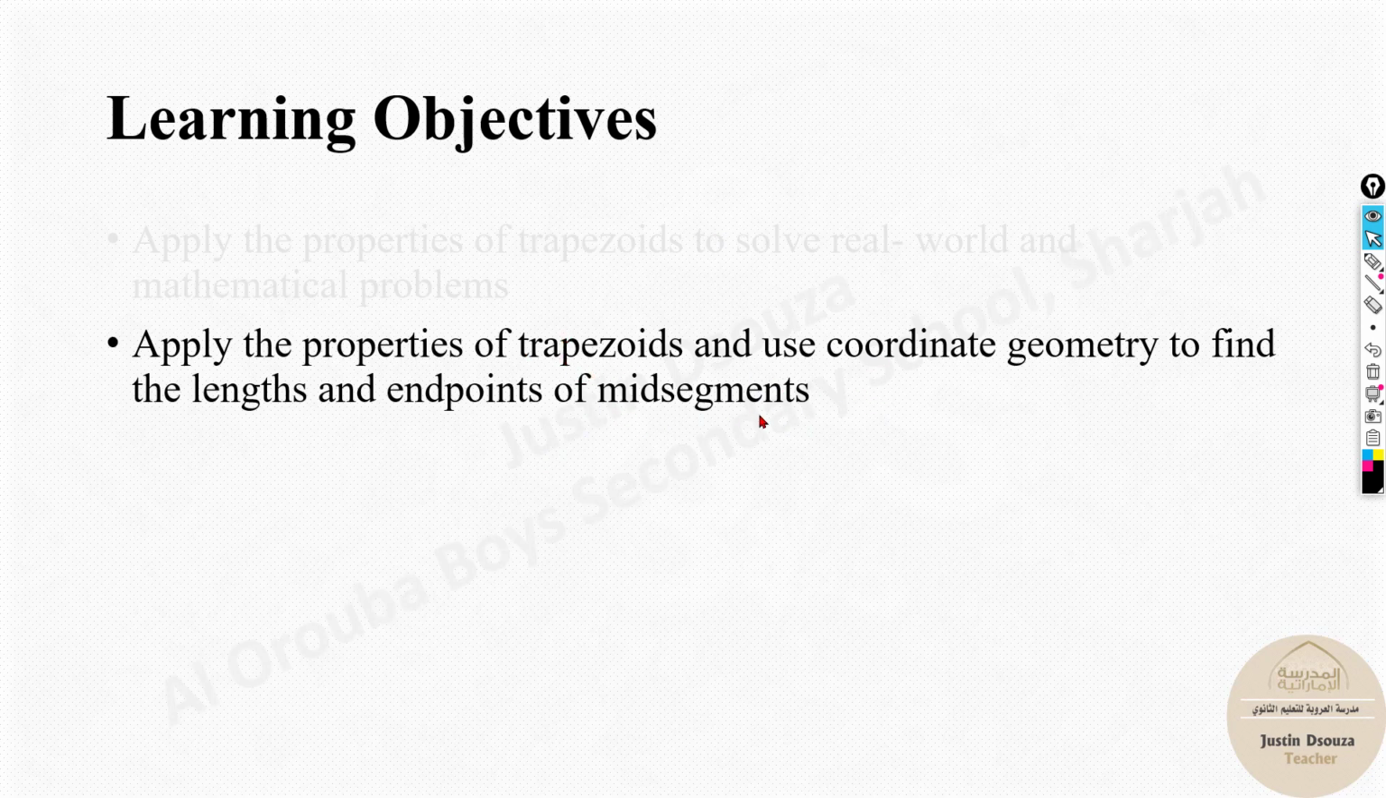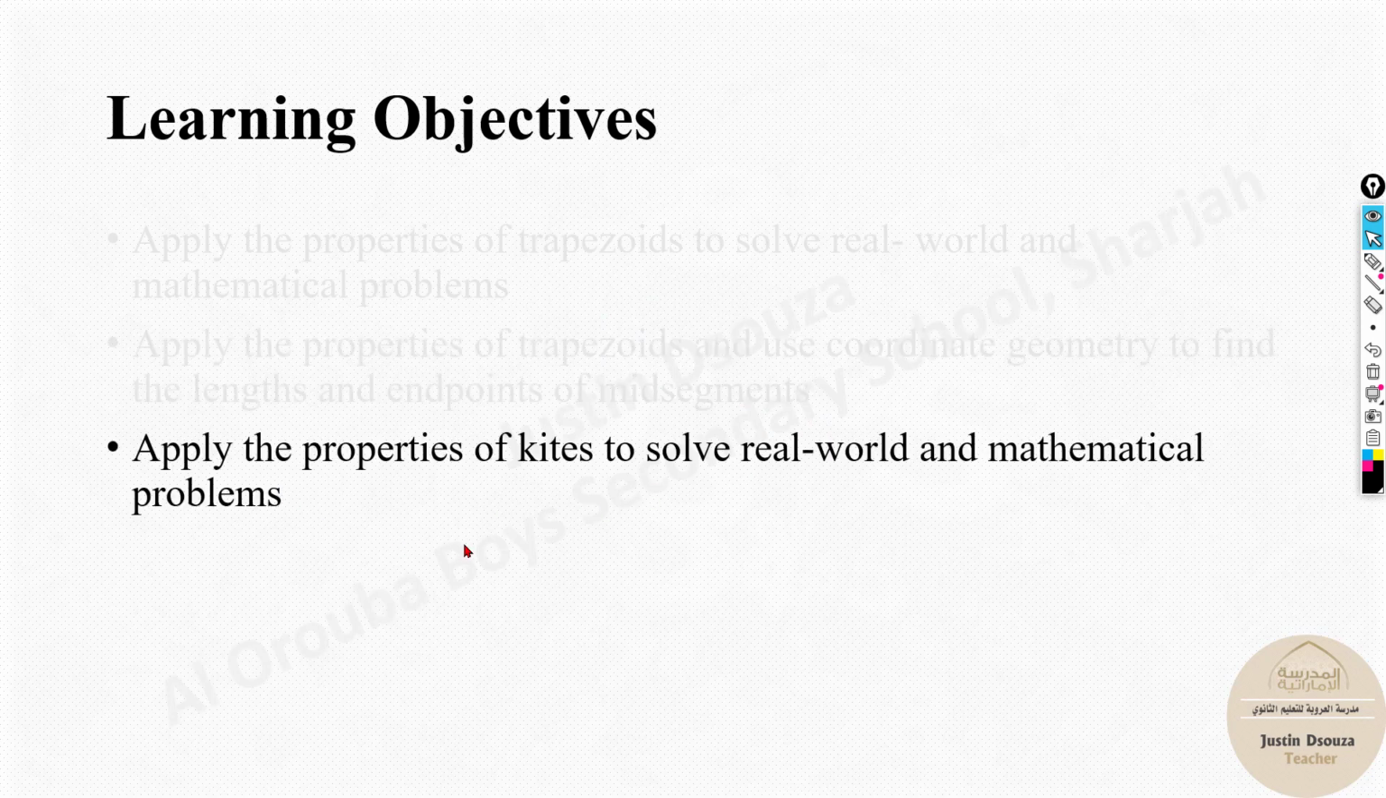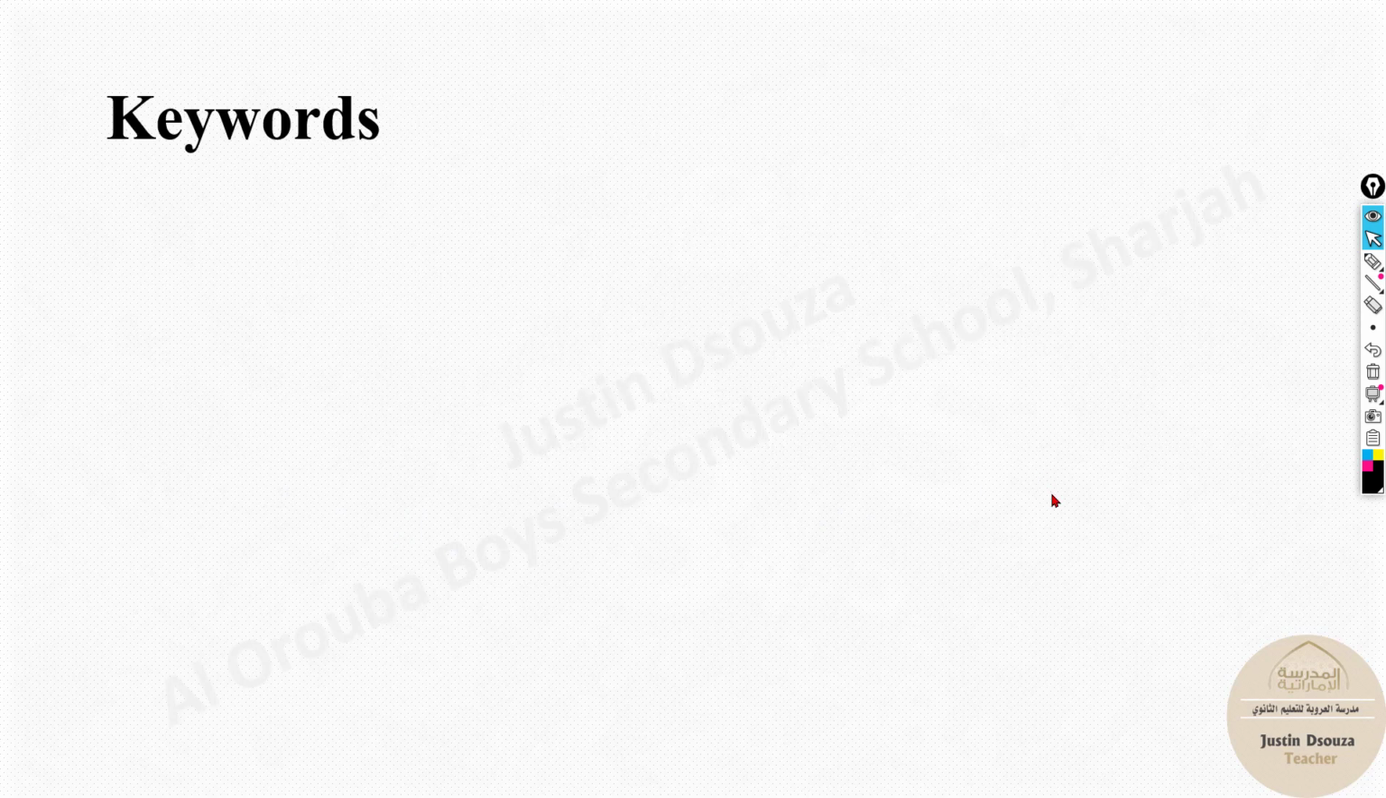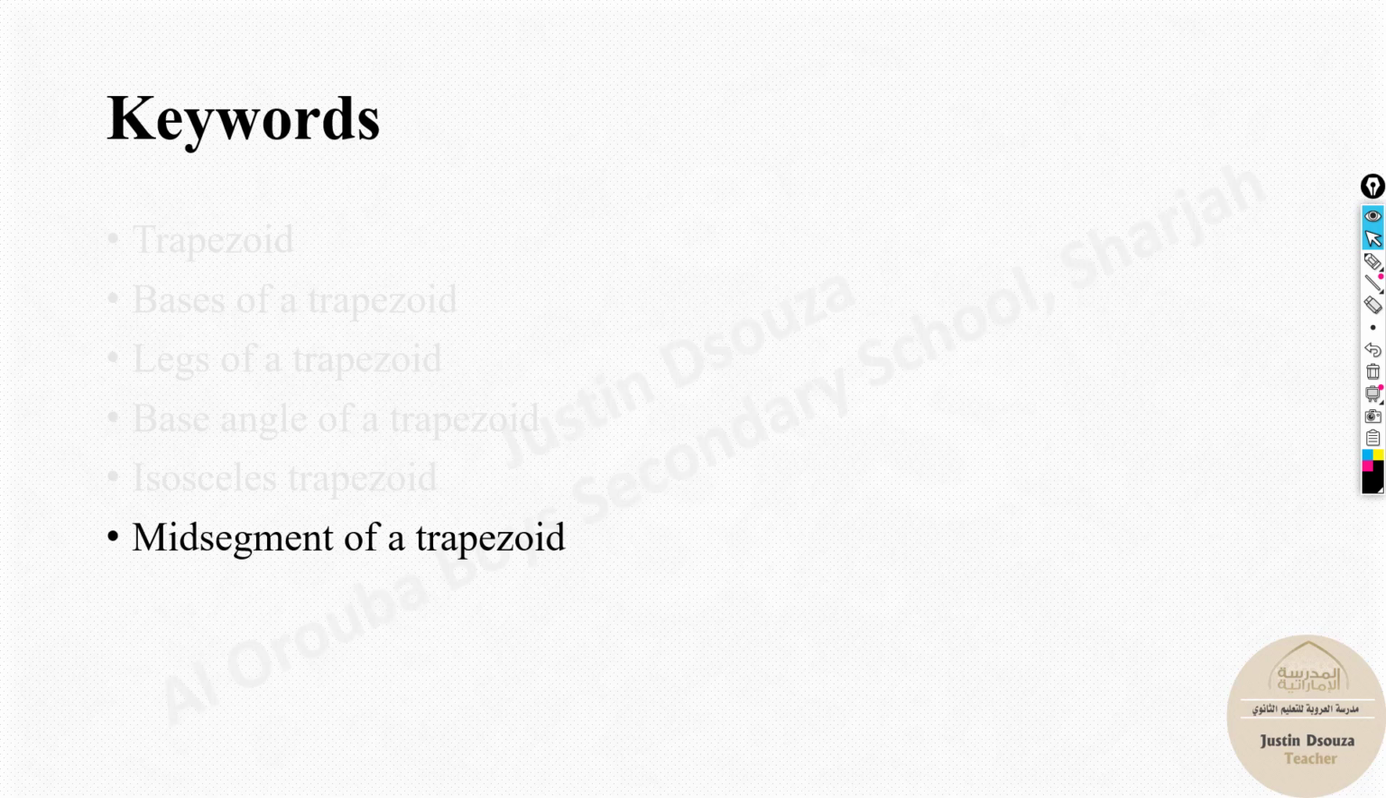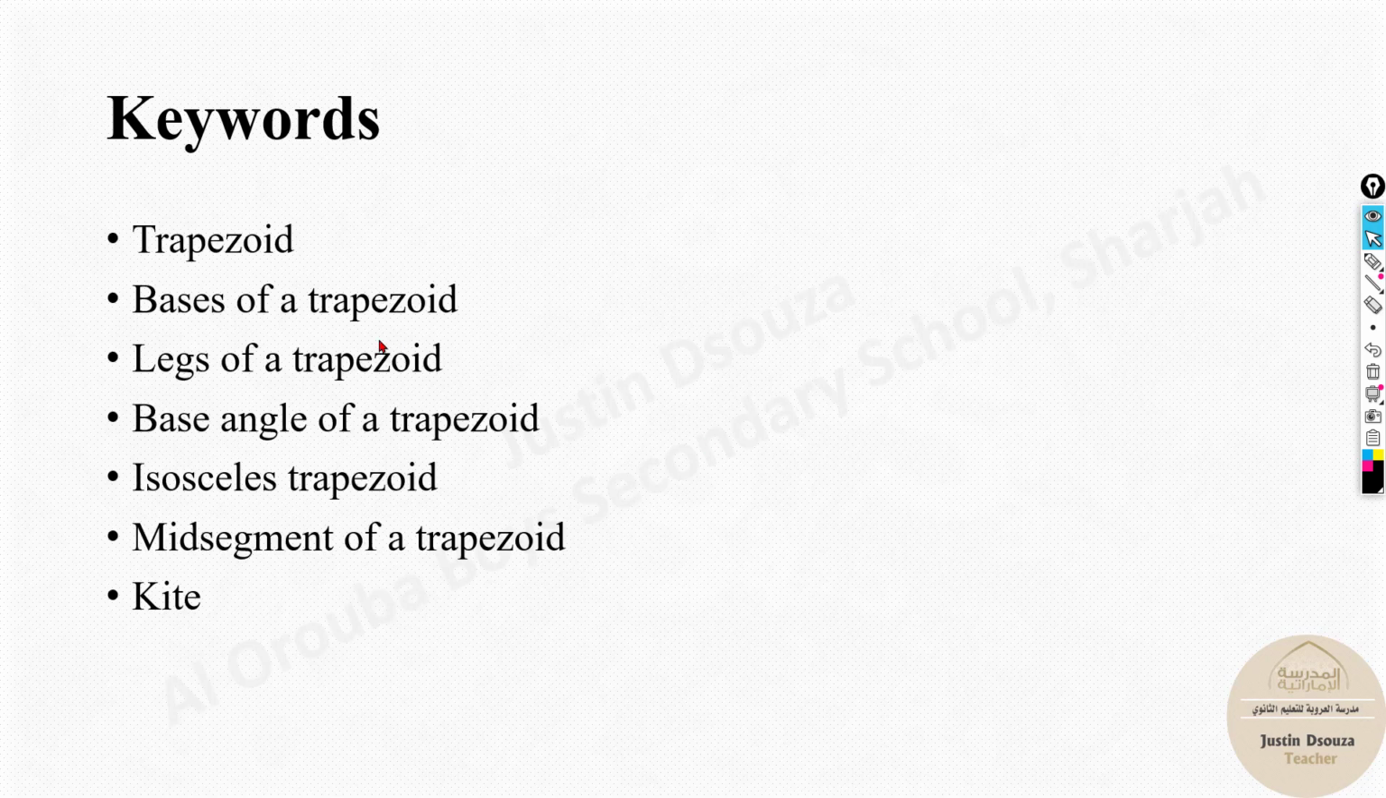This is the second one. It's mainly about mid-segments. Don't worry if you're not getting this much. We will understand when we solve the problems. And the third one is to apply the properties of kites to solve real-world problems. And the keywords in this lesson are trapezoid, bases of trapezoid, legs of trapezoid, base angle of trapezoid, isosceles trapezoid, mid-segment of trapezoid, and finally kite. So there are lots of things about trapezoids.